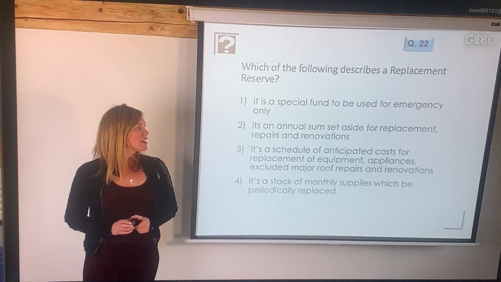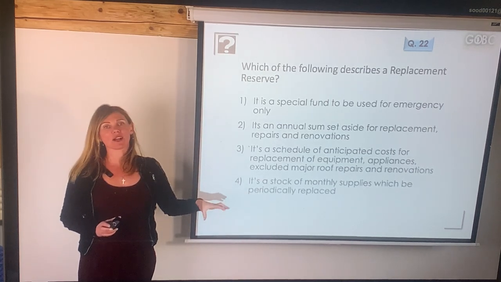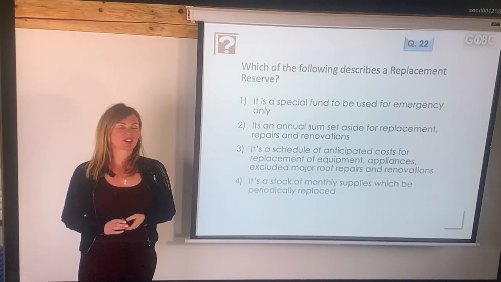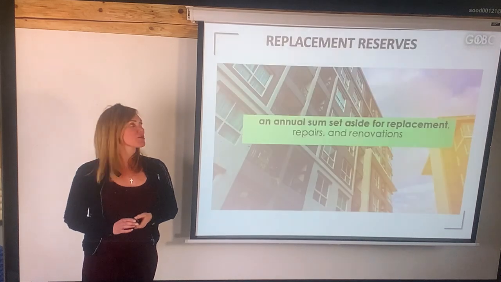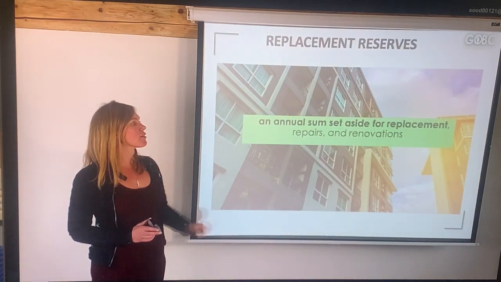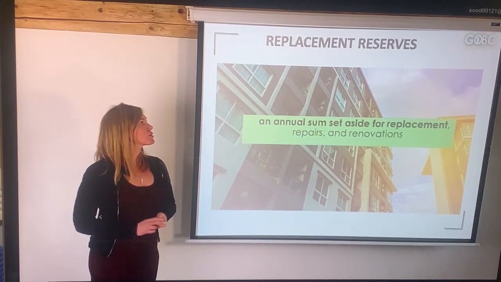And say, is that the annual sum that's placed aside? So that means once a year they put a chunk of money towards that fund, right? Or is it the schedule of anticipated costs? Which one do you think is the right answer? Okay, it has to be the annual sum. So the better definition, and that's something you should remember when it comes to replacement costs, should be the annual sum that's set aside for the replacement, repairs, and renovation, right? The annual sum is your keyword.